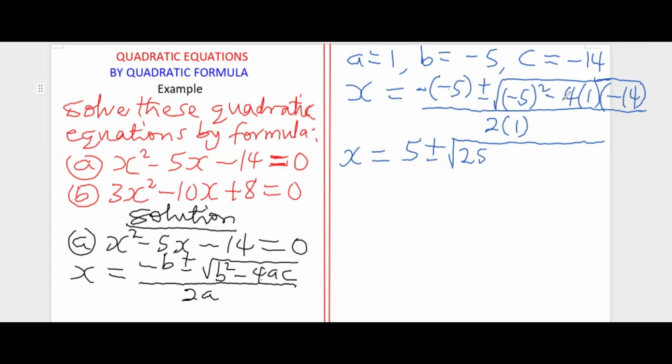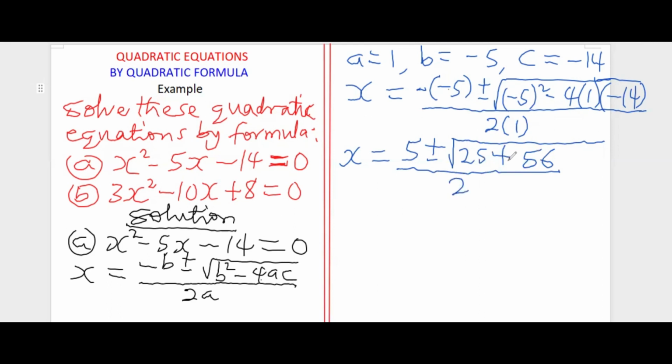Then this one is minus 4. Minus 4 times 1 is minus 4. And that result of minus 4 times minus 14, minus times minus is plus. So candidates must be careful, especially when your constant is negative. So minus 4, while multiplying, you have positive there. So we now say 4 times 14, and we get 56.